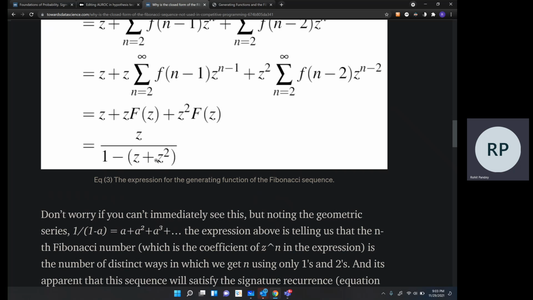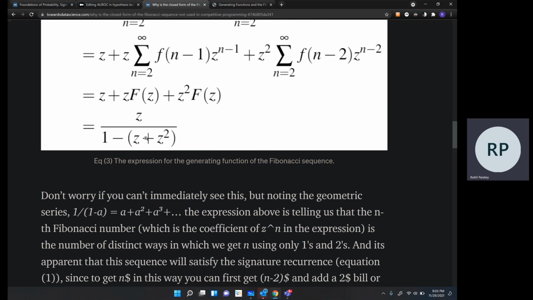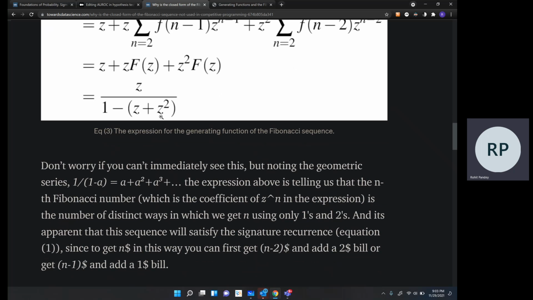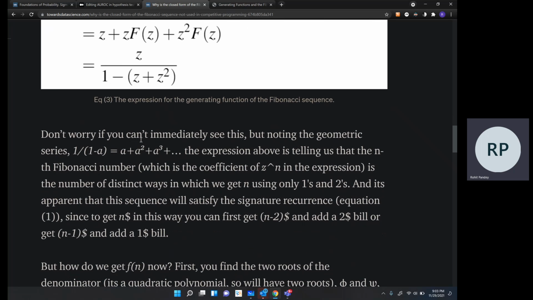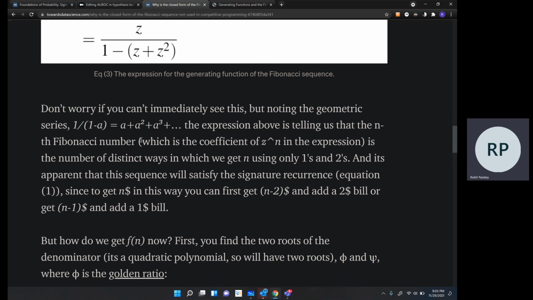Using this generating function, you can see that the nth Fibonacci number, through some algebra, is the number of ways to create n using ones and twos, right? Add ones and twos together and create n. And I won't go into the details, but you can kind of see this from the geometric series, right? Don't worry if you don't see it right away. I'm going to link the blog so you can look at it in more detail there. But yeah, that's something you already see.